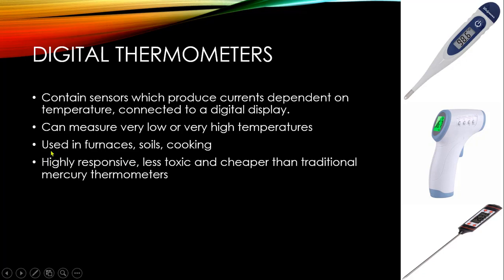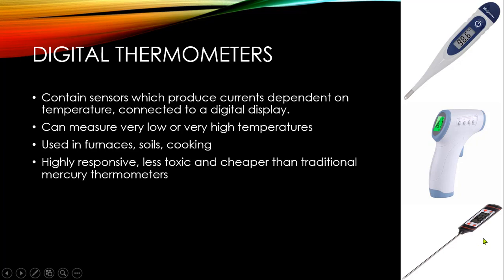It's also used in furnaces, soils, and cooking. All right, I'm sure you've seen, well, these are like meat thermometers. You stick it in the meat and you'll know whether or not it's cooked. You don't actually have to wait for a certain color change. The temperature of the meat tells you when it's cooked.